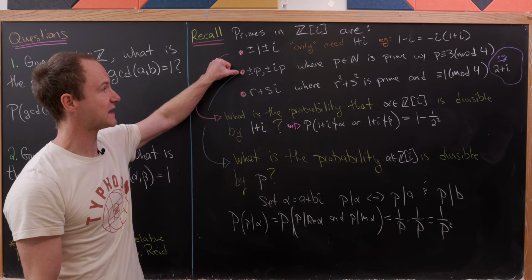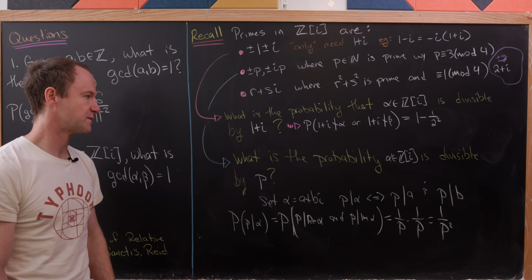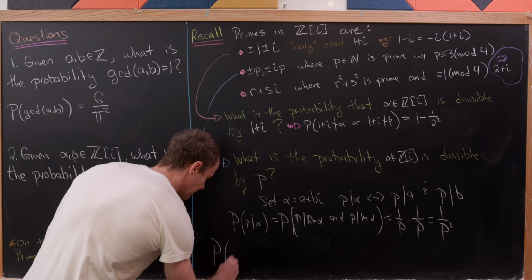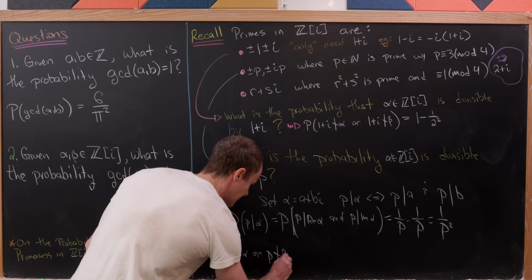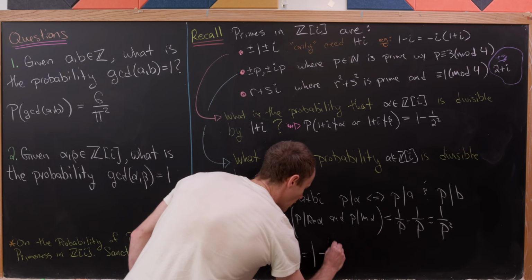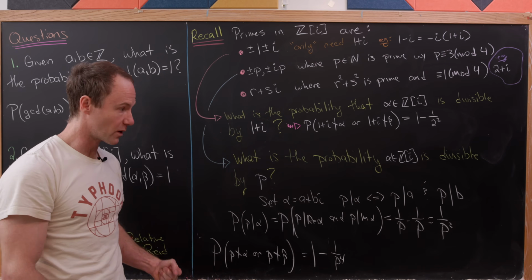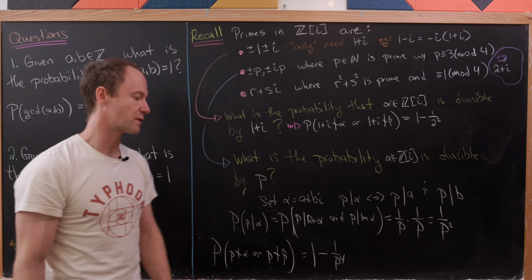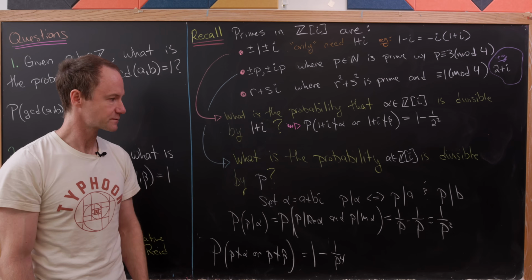Of course, that's only if p is one of these primes that's 3 mod 4. So that means that we can put this together and say the probability that p does not divide alpha or p does not divide beta is going to be 1 minus 1 over p to the 4th. It's 1 over p to the 4th because the probability that it divides both will be 1 over p squared times 1 over p squared. And then this is, of course, the complement probability.